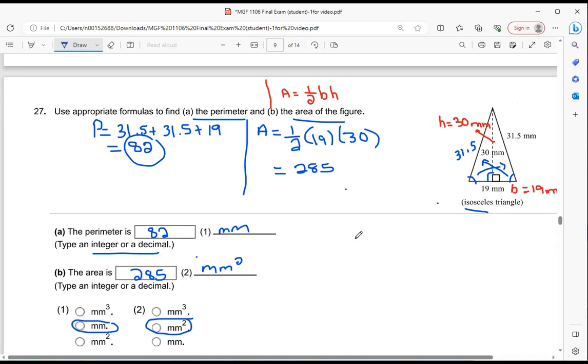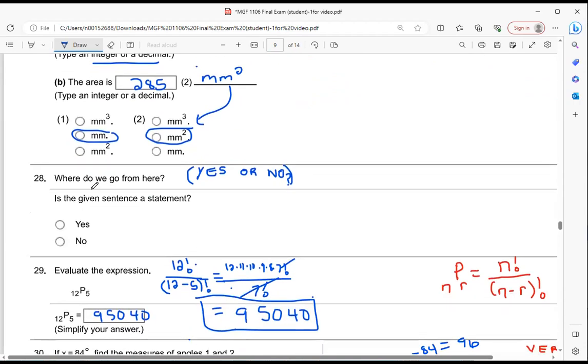Then to find the area of the triangle, our formula is 1/2 base times height. Our base is 19, so we substitute 19 for the base, and our height is 30. We're given that height of 30. We multiply these two together and then divide by 2, and we get 285 square millimeters. For area, our unit should be millimeters to the second power.